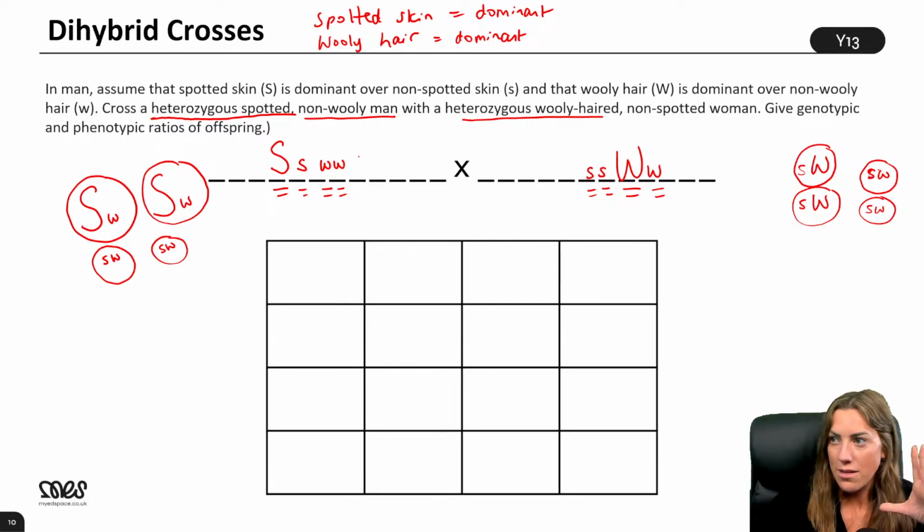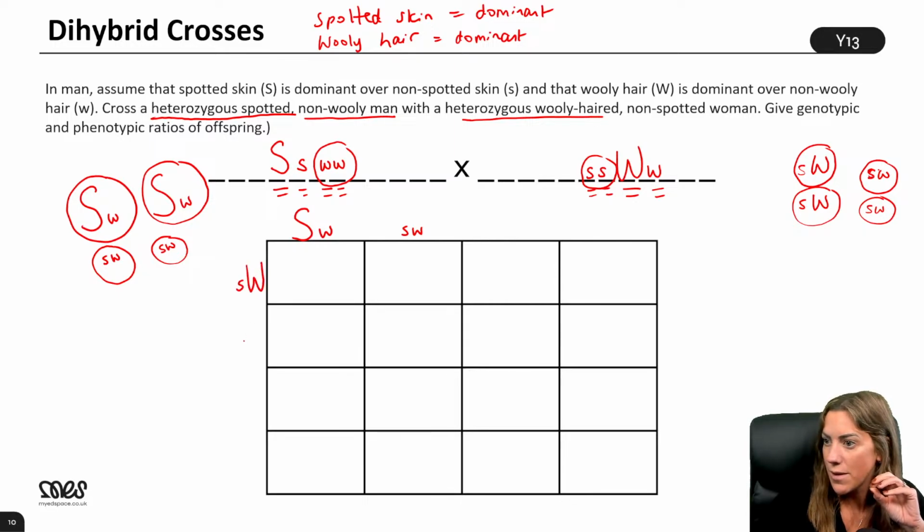So because this parent was homozygous for the woolly gene and this parent was homozygous for the spotted gene, we don't have 4 different gametes. So we don't have to do as big a Punnett square. Okay, there's no point writing out repeated gametes. So I'm just going to write these gametes for parent 1. There's no point writing out all 4. And then I'm going to do, trying to make my letters look different, those gametes for parent 2.